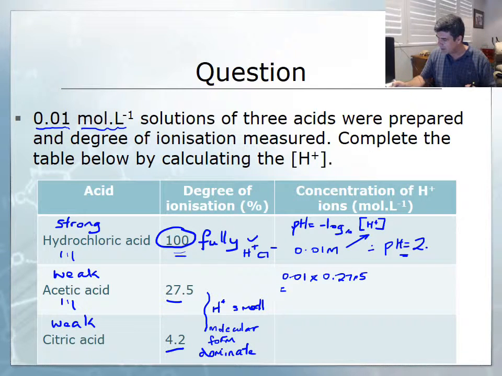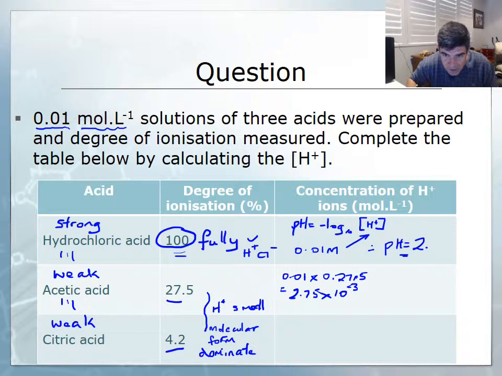Where's my calculator? There it is. So 0.01 times 0.275. And why am I doing this when it is as simple as that? So it's effectively going to be 2.75. Let me go down here. 2.75 times 10 to the minus 3.